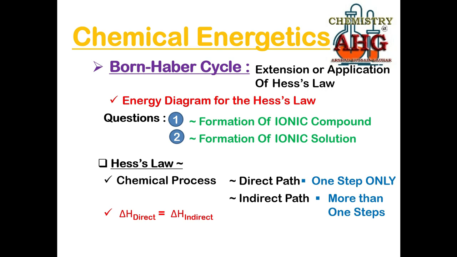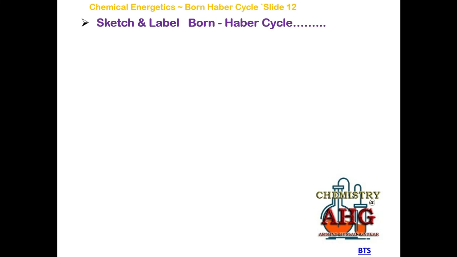Okay students, we will proceed with the first example of this lecture, where I will explain how to construct the Born-Haber cycle for a given ionic compound. So this lecture is particularly for sketching and labeling the Born-Haber cycle for the formation of an ionic compound. And we will start with the construction of the Born-Haber cycle for the formation of aluminum oxide.